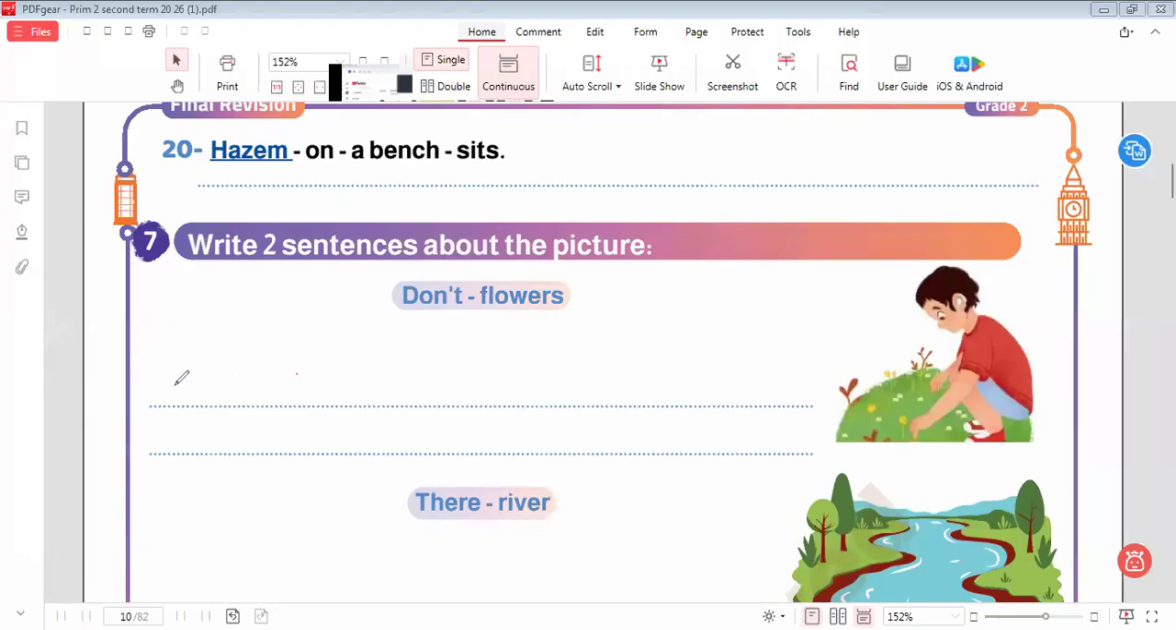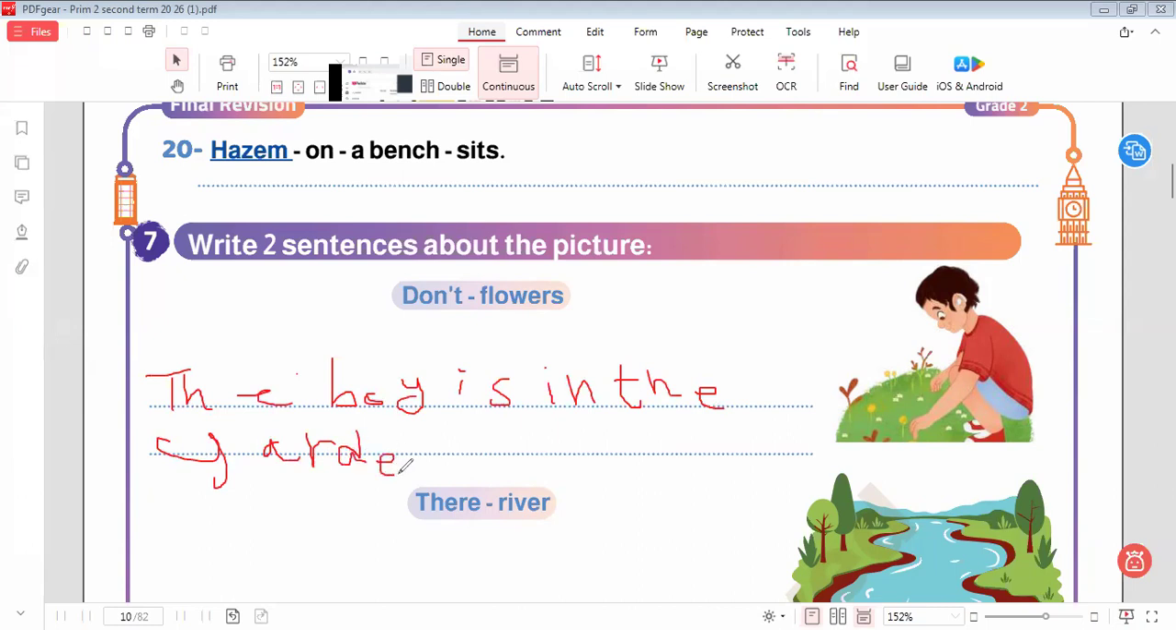So here I write two sentences. The boy is in the garden, or the boy is in the park. Then, don't pick flowers. I can say I don't pick flowers, or you don't pick flowers. Don't pick flowers. I write here two sentences.